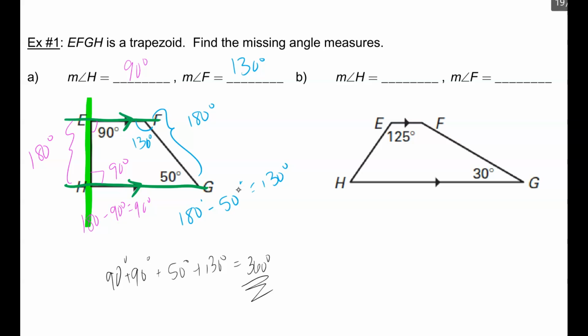That's the sum of all of the angles in a quadrilateral. All right, so all four angles together add to 360. The two same side interior angles will add to 180. Notice it's not any two, it's not the base angles.